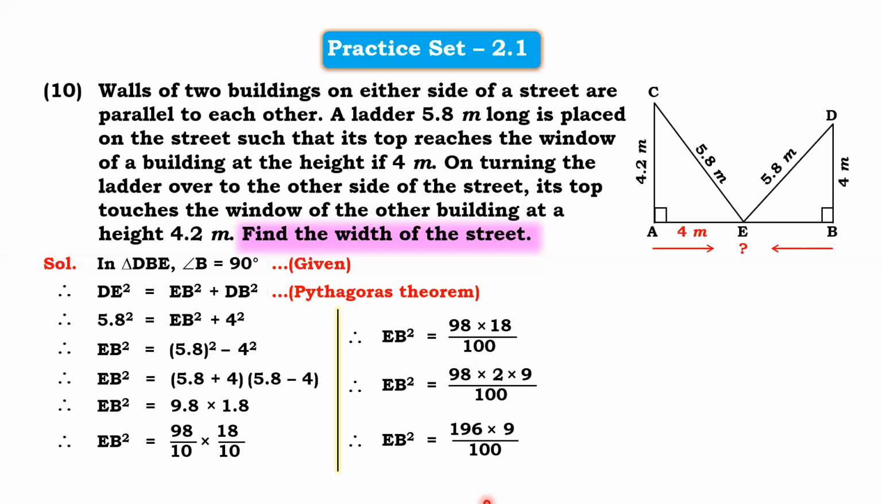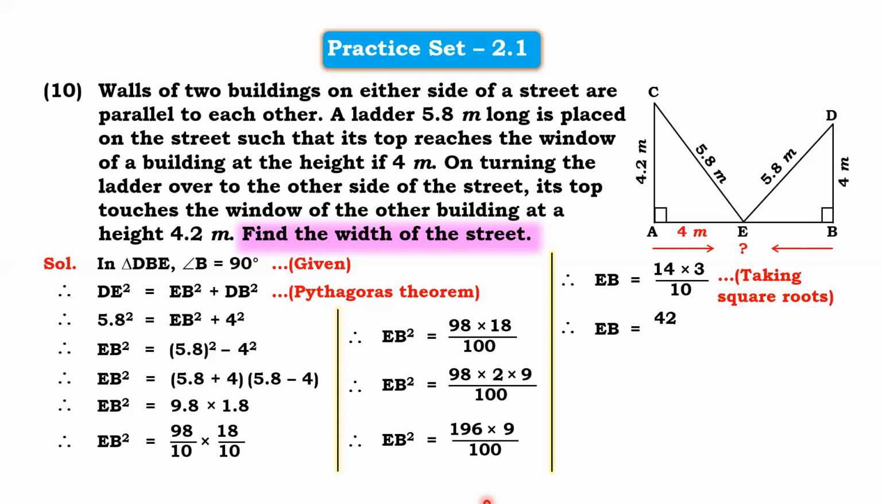Now if you see all the three numbers, 196, 9 and 100, all three numbers are perfect squares. So now we can take the square root. Therefore, EB is equal to the square root of 196 is 14, the square root of 9 is 3 and the square root of 100 is 10. Reason would be taking square roots. So now if you multiply 14 into 3, we say EB is equal to 42 upon 10. How much is 42 upon 10? Yes. Now we can make it into decimal. So get rid of the fraction. So therefore EB is equal to 4.2 meters.